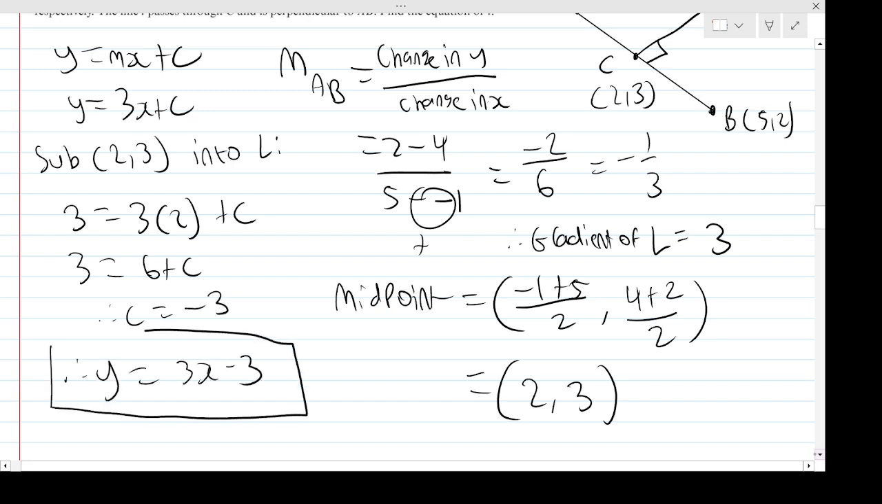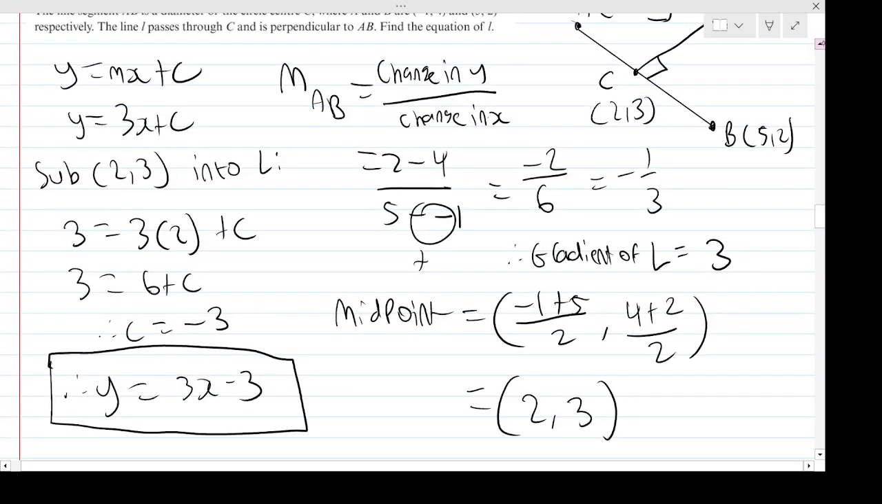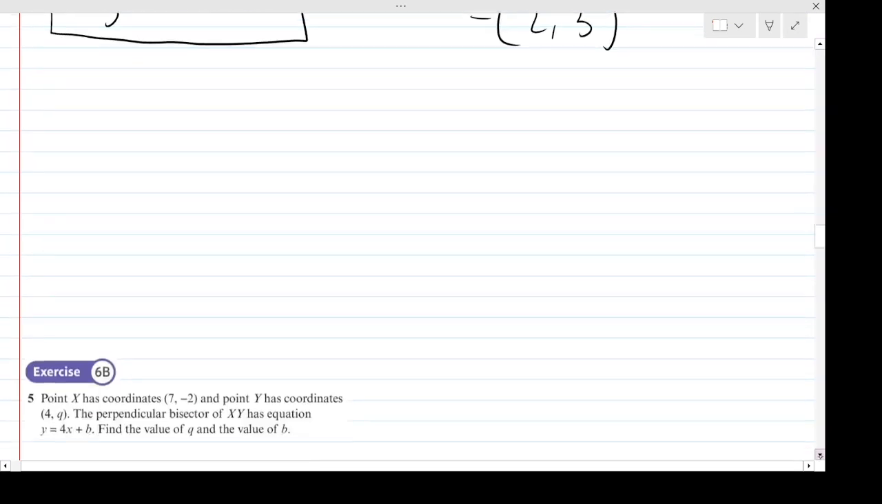There we are. Good stuff there. Cool. So that's the perpendicular bisector, by the way, as well, the fact that it passes through the centre and it's perpendicular. But there we are. Okay, let's have a look at another example.